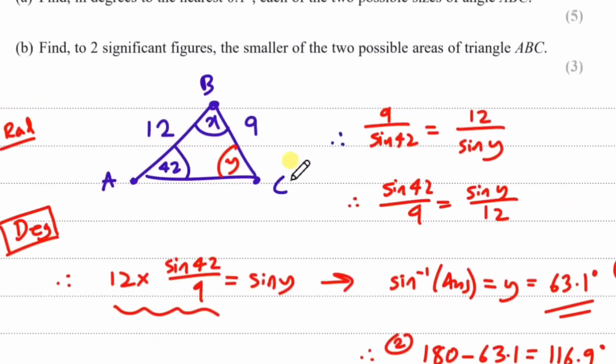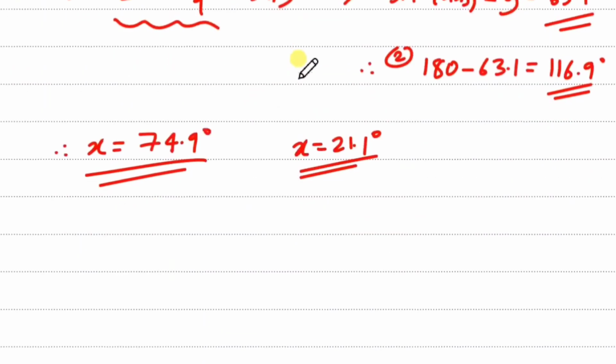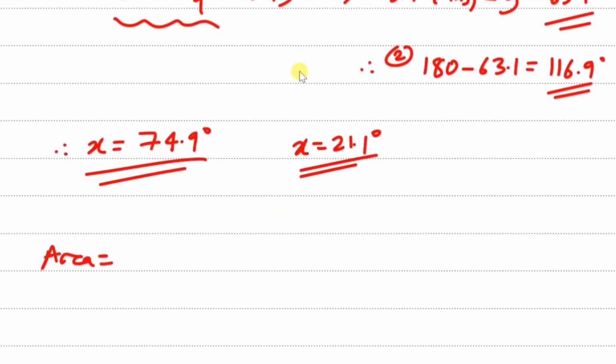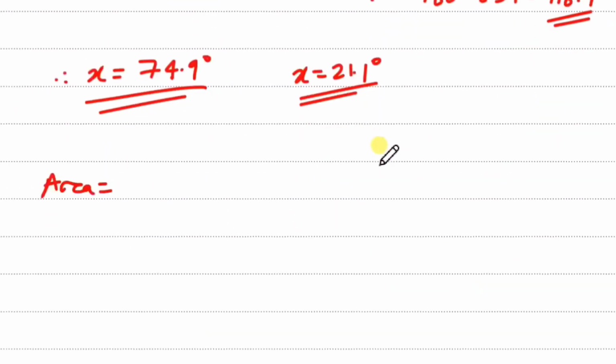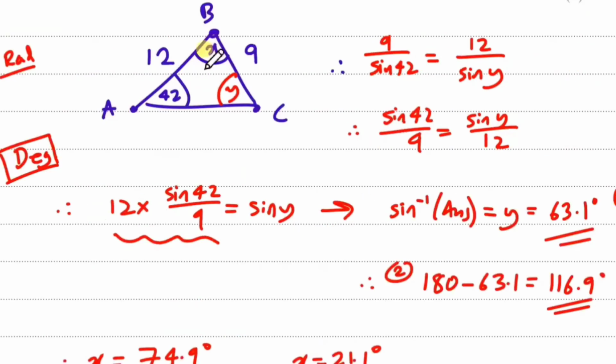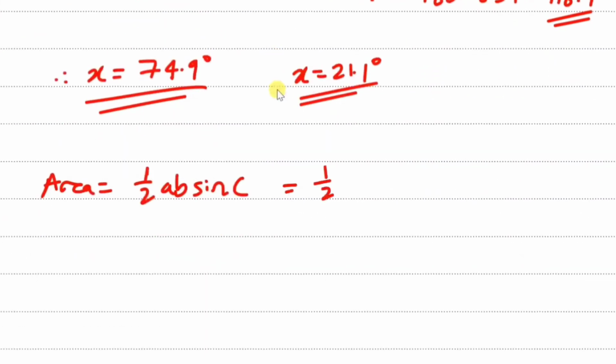Now, for the last part, part B, it says find to 2 significant figures the smaller of the 2 possible areas of triangle ABC. So again, you just use an area of a triangle formula. Because your triangle isn't right-angled and you don't know if this is a base or not, we should use the other area formula, which is half ab sine C. We just need to pick two lengths with the angle between them. So let's focus on x here. These two will be our a and b, and this will be our C. The formula now is half times 12 times 9 times sine x.